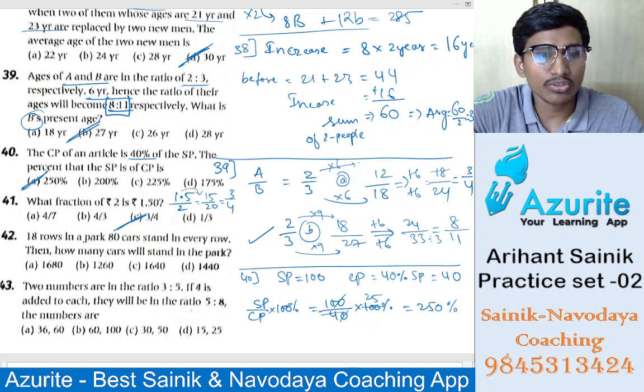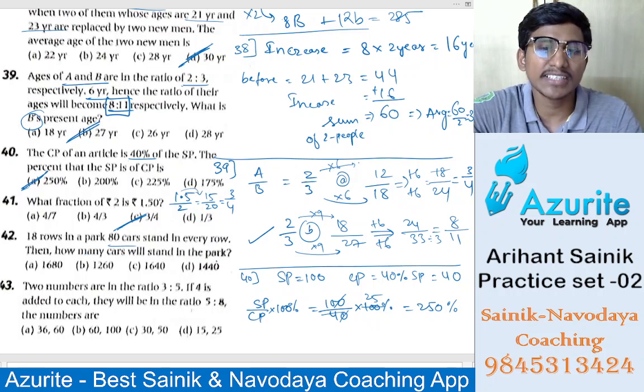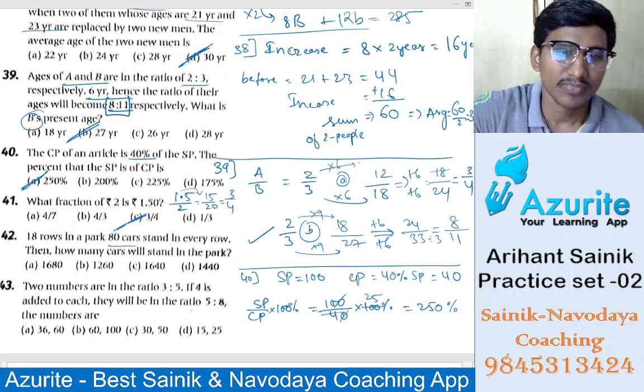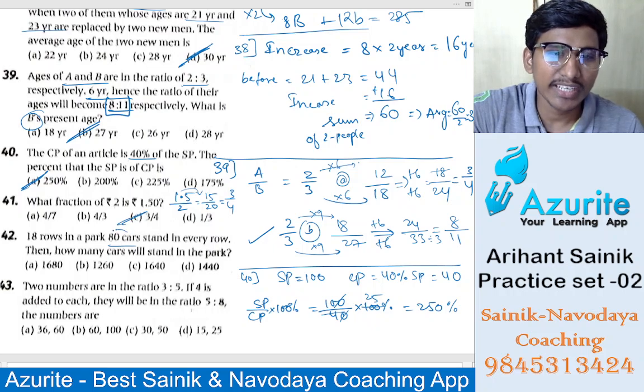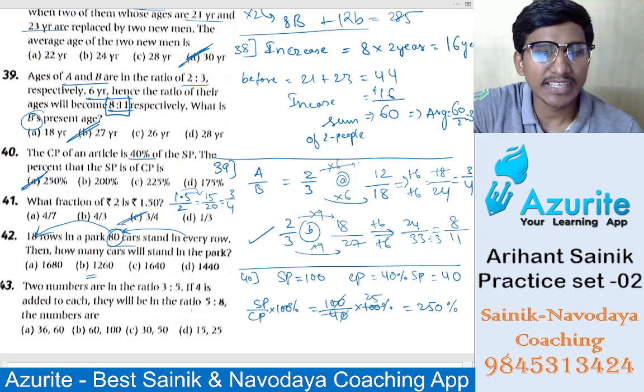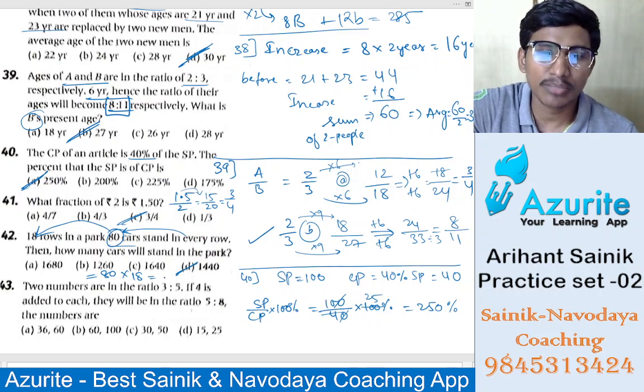There are 18 rows in a park, and 80 cars stand in every row. Then how many cars will stand in the park? In one row there are 80 cars, and there are 18 rows. So directly 80 into 18, multiplication. 1440, option D. Okay?